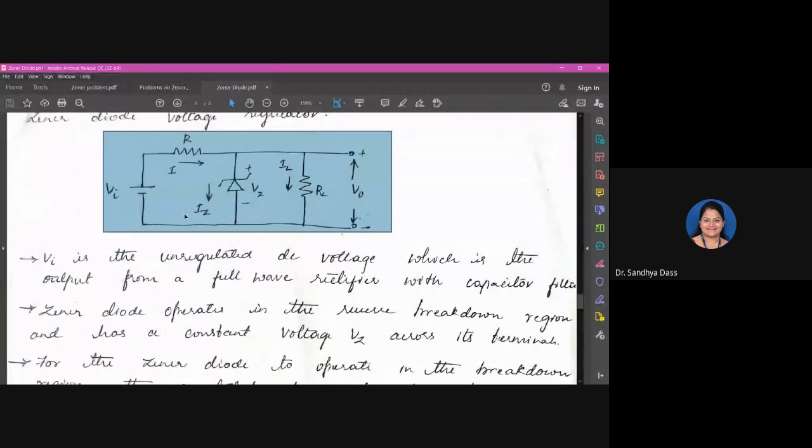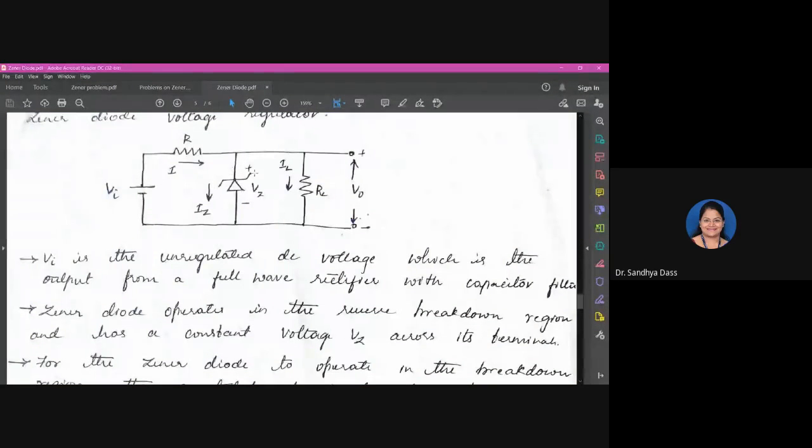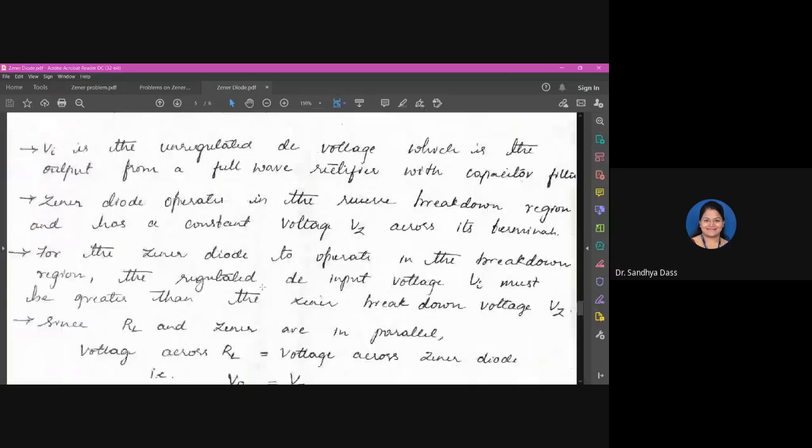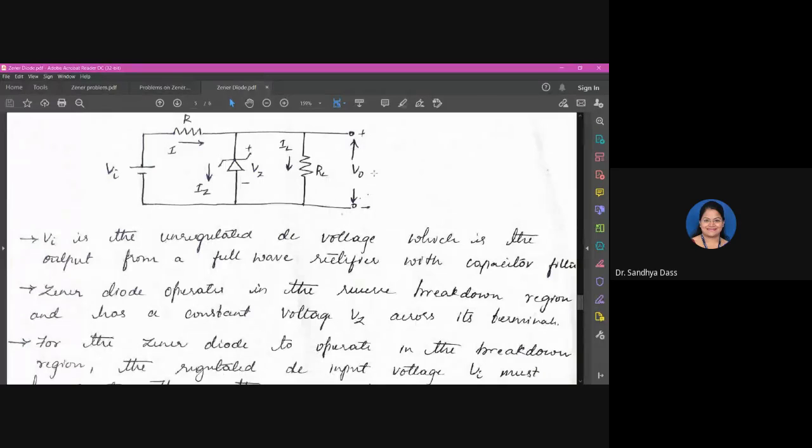From this, we know that if we are using the Zener diode as a voltage regulator, then we can regulate the voltage across the Zener diode by either varying the input voltage or the RL value. From KCL, we know that I will be equal to IZ plus IL. The output voltage you measure will be equal to the voltage across the Zener diode, because RL is connected in parallel with it. So V naught will be equal to VZ.